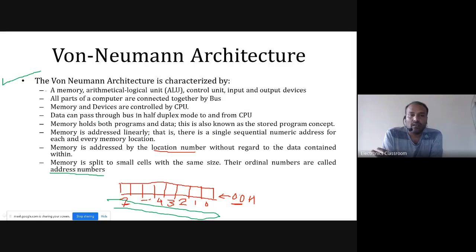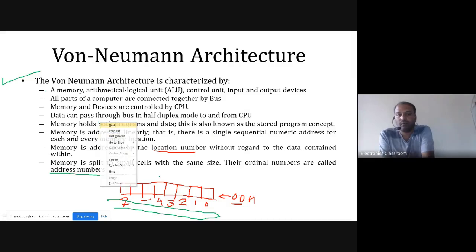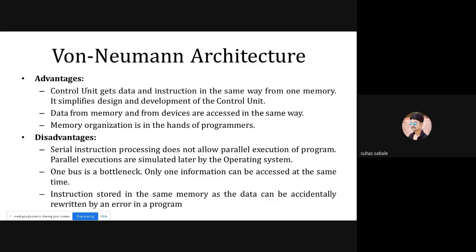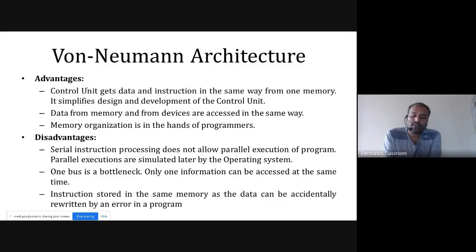Okay. Then what are the advantages as well as disadvantages of having the von Neumann type of architecture? So what will be the advantages and disadvantages if you compare with our Harvard architecture?